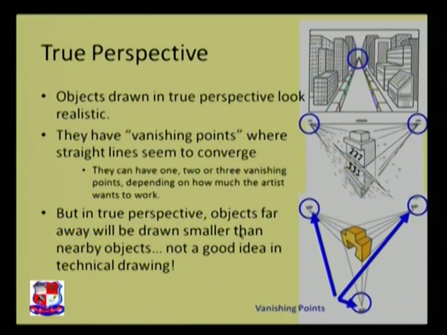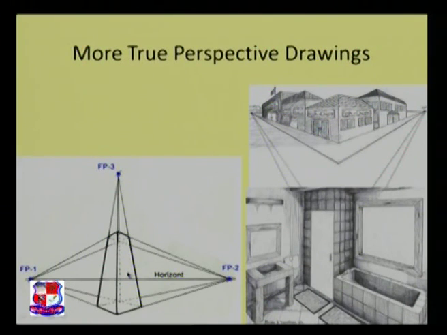But as you can see, objects far away are drawn smaller than nearby objects. So that's a disadvantage for us as we are talking about technical drawings. A few more perspective view projections. If you see these projections, you can see the maximum number of objects in the drawing.